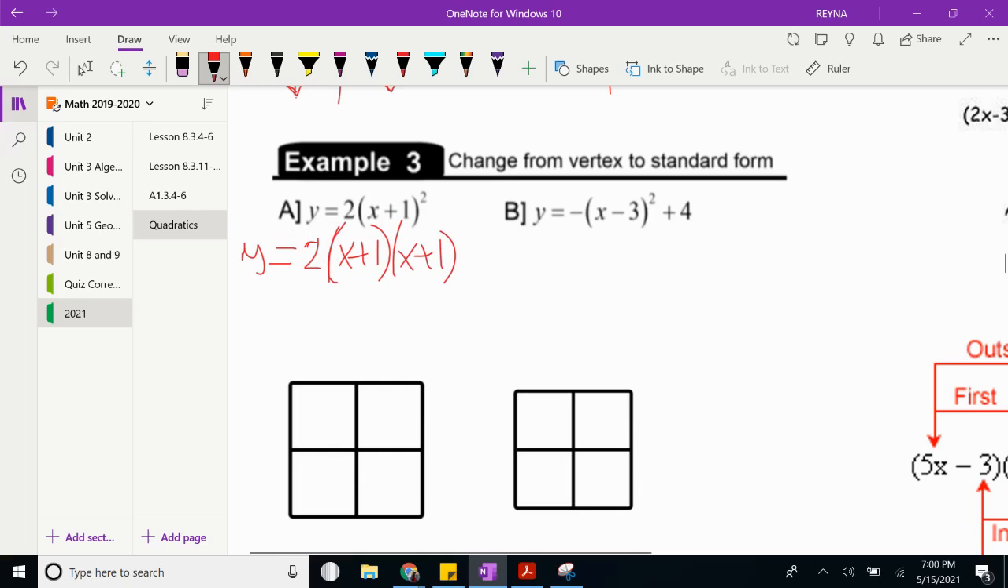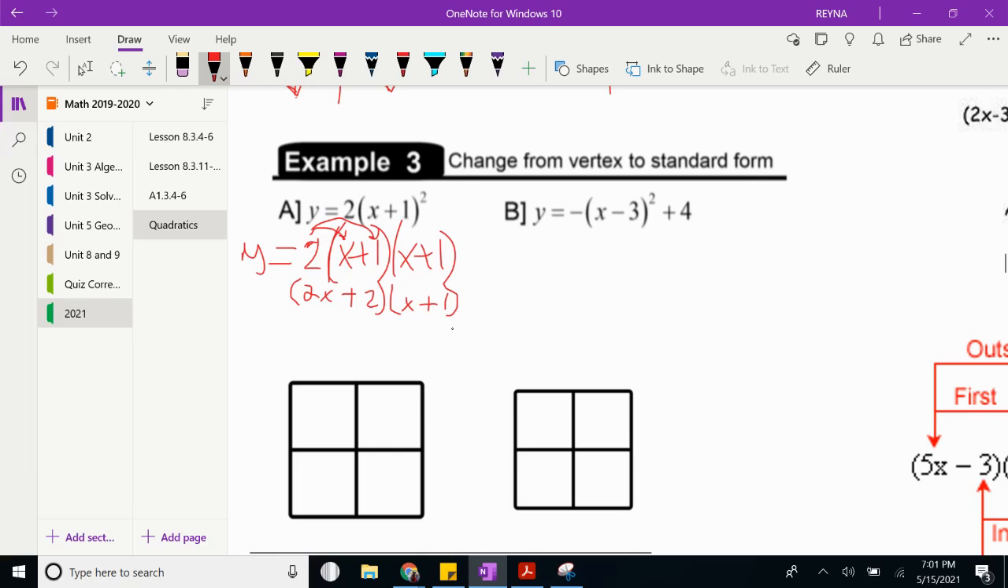And then you guys know how to do the distributive property. You do 2 times x, and then you do 2 times 1. So that would give you 2x plus 2. However, you guys have not seen how to multiply. These are called binomials because there's 2 terms. So it's like 2 terms and 2 terms. How do I do the distributive property there?